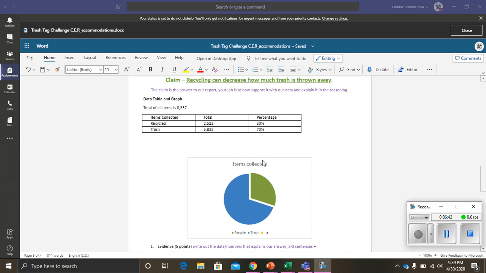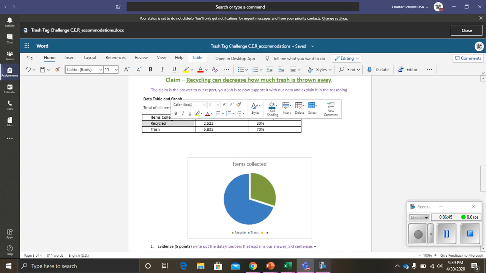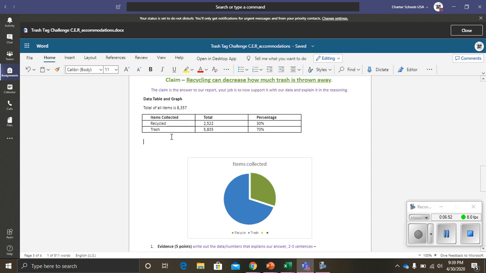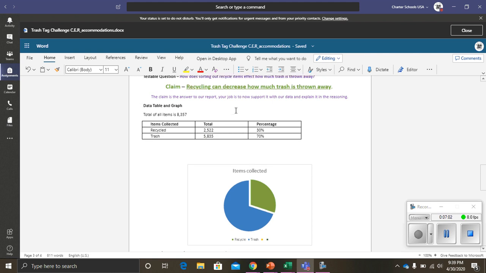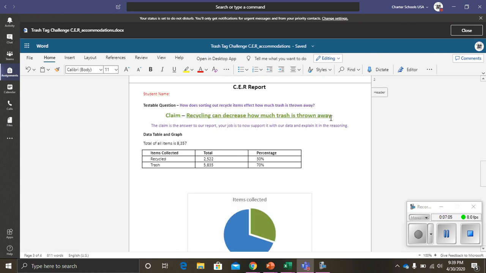Anyway, recycling goes to a facility and gets remade into something else. It doesn't sit in a landfill and just become true waste. It gets reused. So if nothing was recycled, trash would say 100%. If recycling decreased how much trash was thrown away, 30% of what we collected did not get thrown away. So that's 30%. 2,522 items were not thrown away in the trash in the landfill.